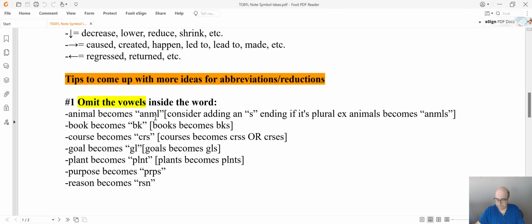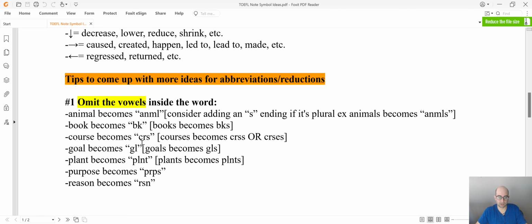And if you want to make it plural, of course, don't panic. Just add an S ending to that word. So animal, or animals here, I should say, becomes ANMLS. That's it. So same thing with book. You could have BK, just remove the double O's. Or if you want to make it a plural form of the same word, just put BKS. Add that S ending at the end.